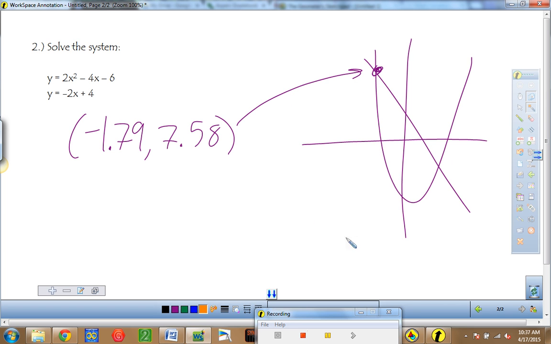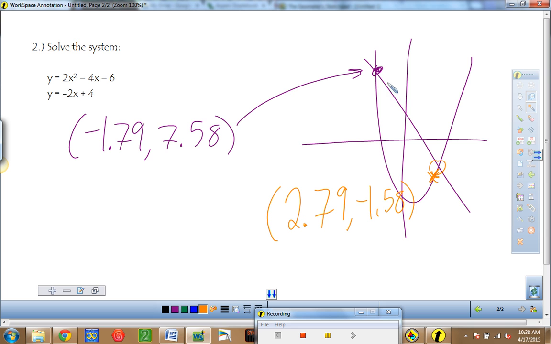So then the question is, how do we get it to tell us this one? All you really need to do is hit the trace button by itself. Hit the trace button so you get that little cursor and you can follow along, and put it really close to the intersection, as close as you can get, and then do the same thing over again. Second calc, intersect, enter, enter, enter. And then it will give you that one. And you should get 2 points.